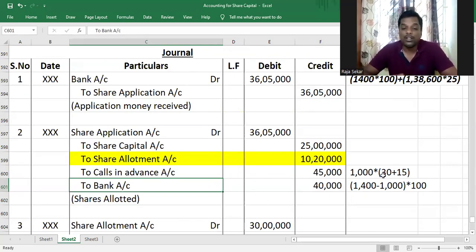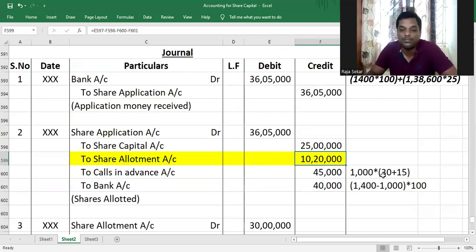Understood or no? I'll do another question where the allotment money is more than enough to cover allotment, and therefore it gets used for calls in advance and bank also, and then a certain portion of it gets refunded also. We'll do that in the upcoming videos, probably the last or the penultimate video for calls in advance. After I upload that video, I'll leave the link for that video in the description of this video, so that you can go ahead and watch that video immediately afterwards in order to get a better understanding of what I'm talking about.